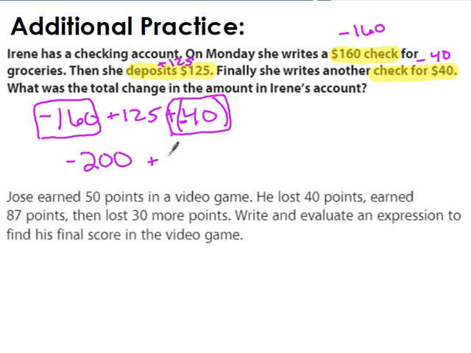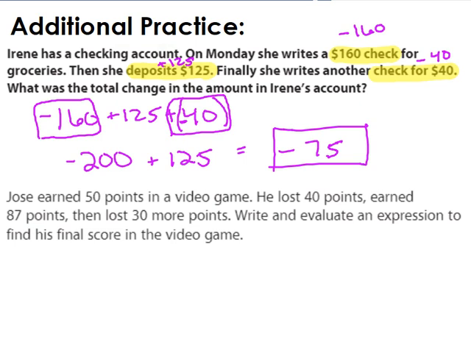So now I have negative 200 plus 125. Whenever we have different signs, we always subtract. We keep the sign of the bigger number. So I know it has to be negative because I have more negatives than I do positives. And then 200 minus 125 is 75. So the change in her account was she has taken out $75 total.